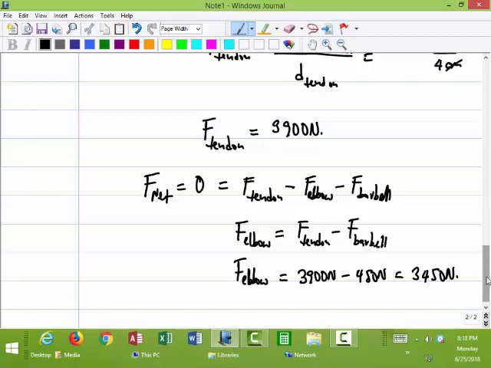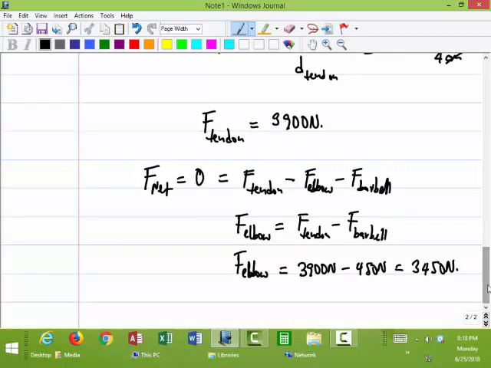So that's just a quick example on how to use the net force and the net torque to calculate forces in static equilibrium. There are other examples that you can look at in the textbook yourself. So let's go on to the next section.